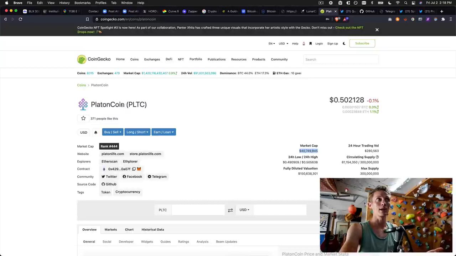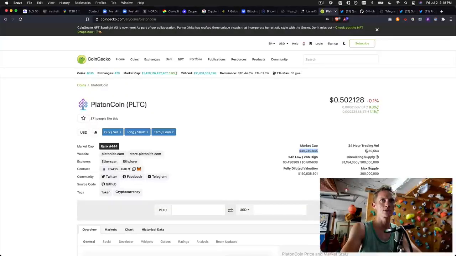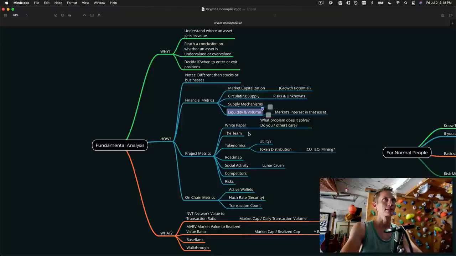Right now, just looking at Platon coin, I don't know yet whether this market cap has room to grow. So we looked at some of these things. I haven't found the supply mechanisms yet. We'll look at that. Liquidity and volume, like I said, looks pretty low as far as the trading volume. But let's go past these financial metrics.